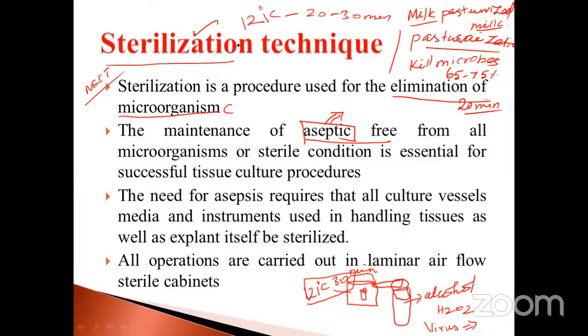Okay, so what about the cooker? The inside temperature is this much. The maintenance of an aseptic condition, free from all microorganisms, or sterile condition, is essential for a successful tissue culture procedure. The need for asepsis means that all culture vessels also must be sterile. Vessels means the equipment we are using. Take an example: what equipment do we use?